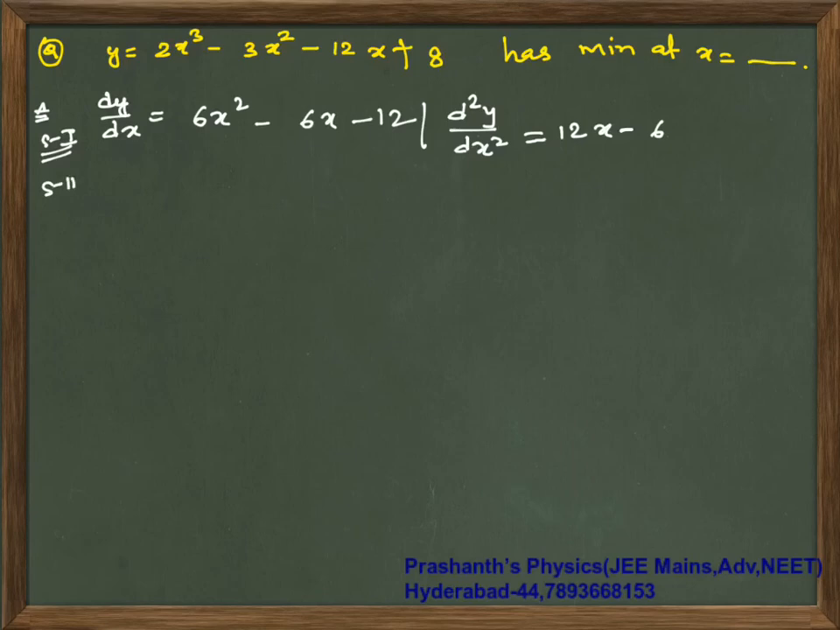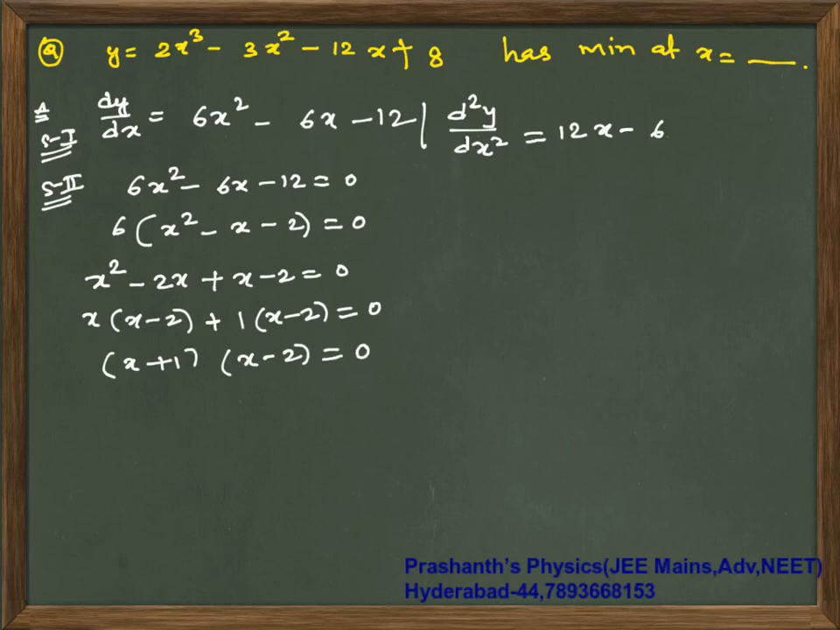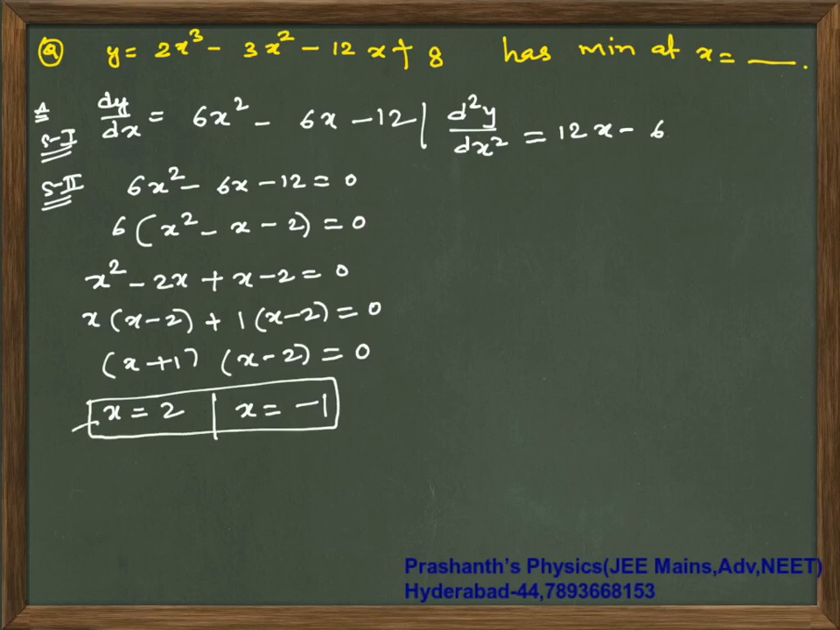The second step is the calculation of critical points: 6x square minus 6x minus 12 is equal to 0. If you take 6 common, that gives x square minus x minus 2 is equal to 0. Simplifying, x square minus 2x plus x minus 2 is equal to 0. x times x minus 2 plus 1 times x minus 2 is equal to 0. So x plus 1 into x minus 2 is 0. So x is equal to 2 or x equal to minus 1. These are your critical points.